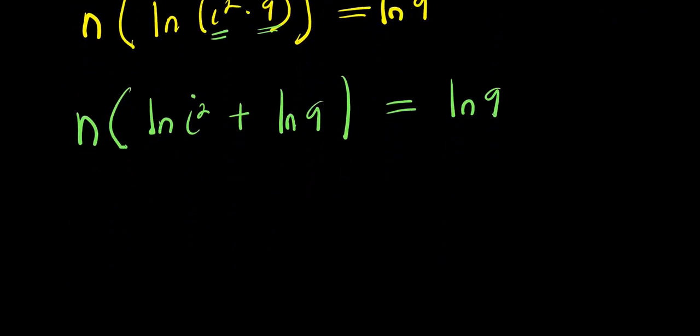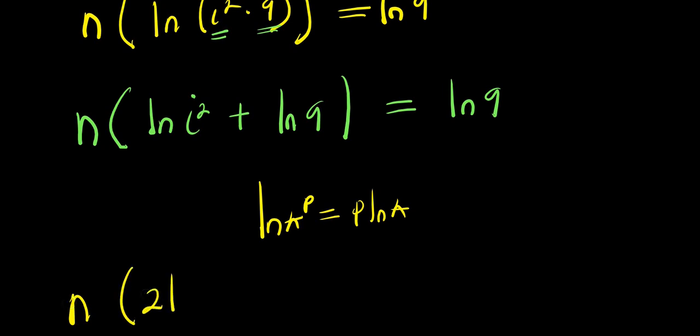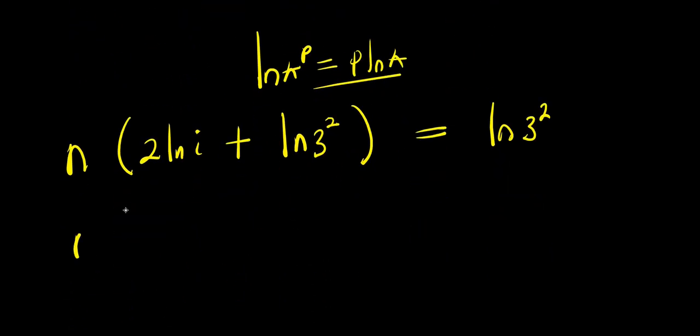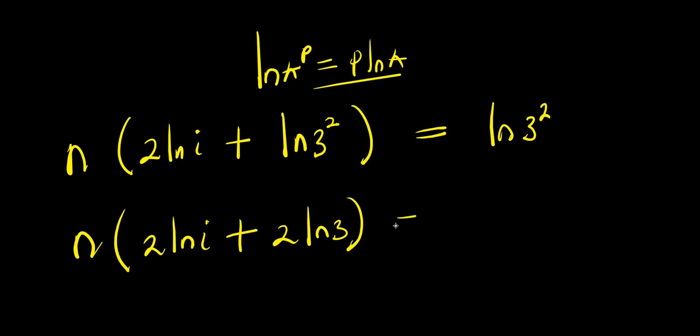So from here, I can apply this other identity. Natural log a power p equals p times natural log a. So I'm going to have n times 2 times natural log i plus, here's natural log 9. I can have it as natural log 3 power 2. 3 power 2 is 9, equals natural log of 3 power 2. I apply this identity again. I have n times 2 times natural log i plus 2 times natural log 3 equals 2 times natural log 3.